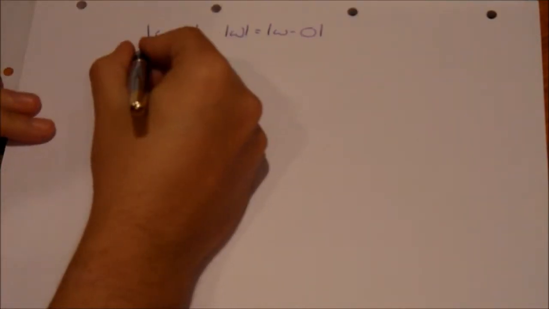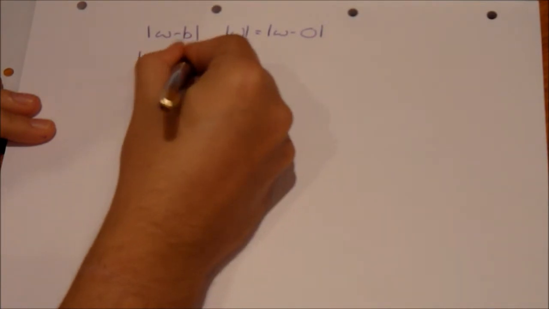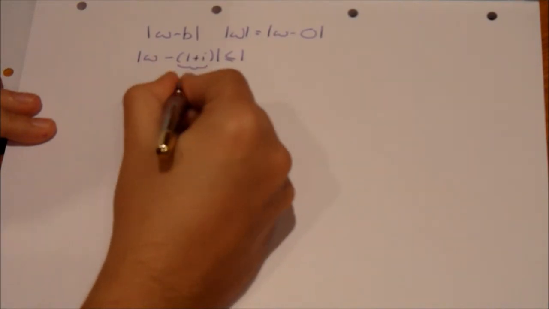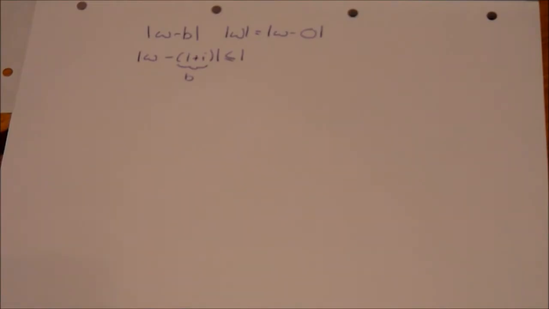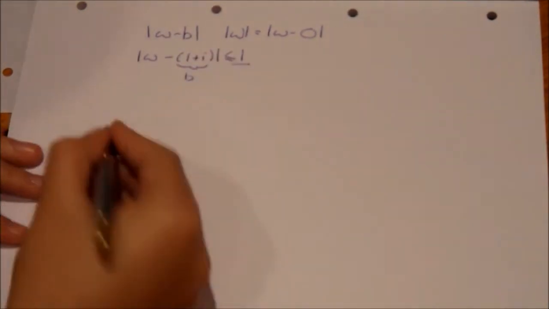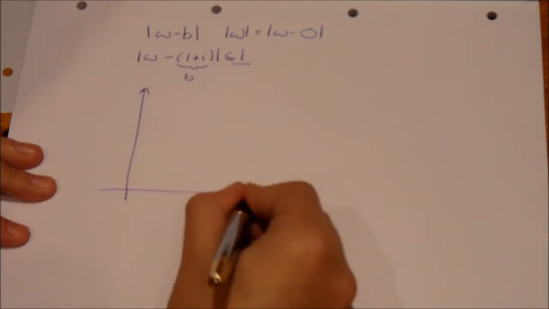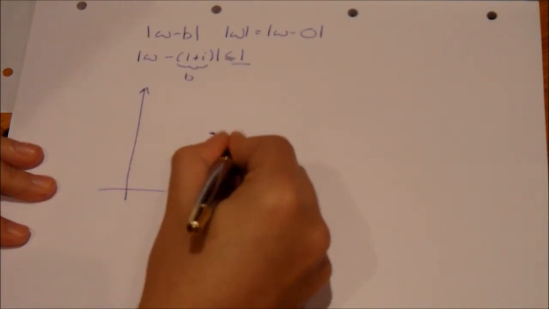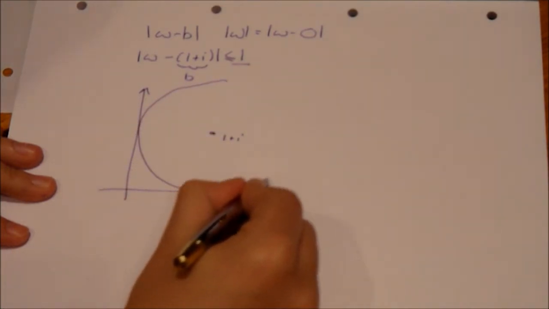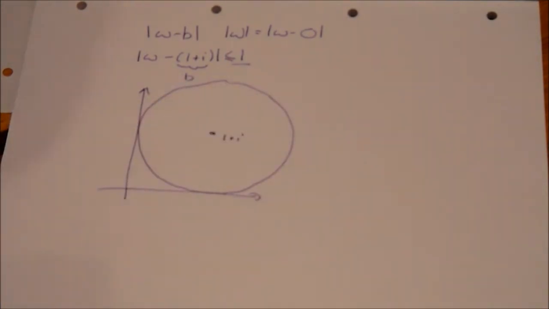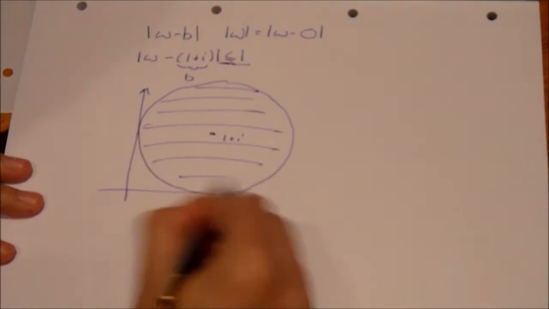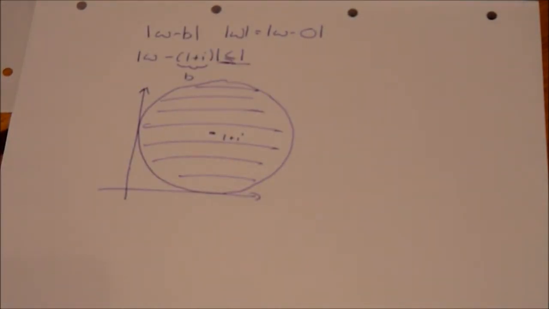So if we want to sketch, for instance, the modulus of w minus 1 plus i is less than or equal to 1, where this 1 plus i is our b term, that's a single number in the complex plane, then we would just need to draw a unit circle, like before, because we have distance 1, but we would centre it at the point 1 plus i. So we'd have a unit circle from here, again, apologies for my lack of ability to draw circles, and shade in the middle, because we have a less than or equal to here. And that would be all you need to do to draw the graph for that.